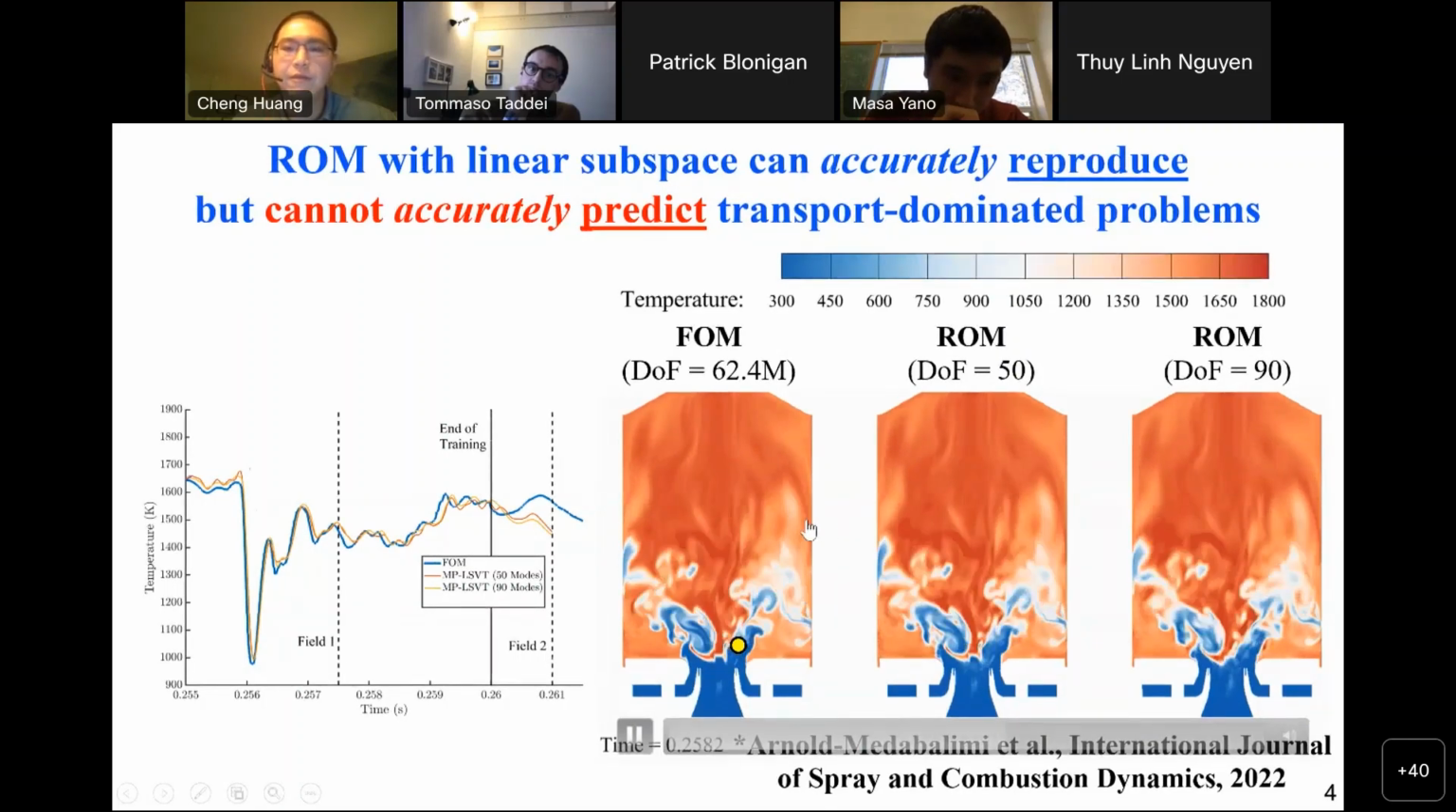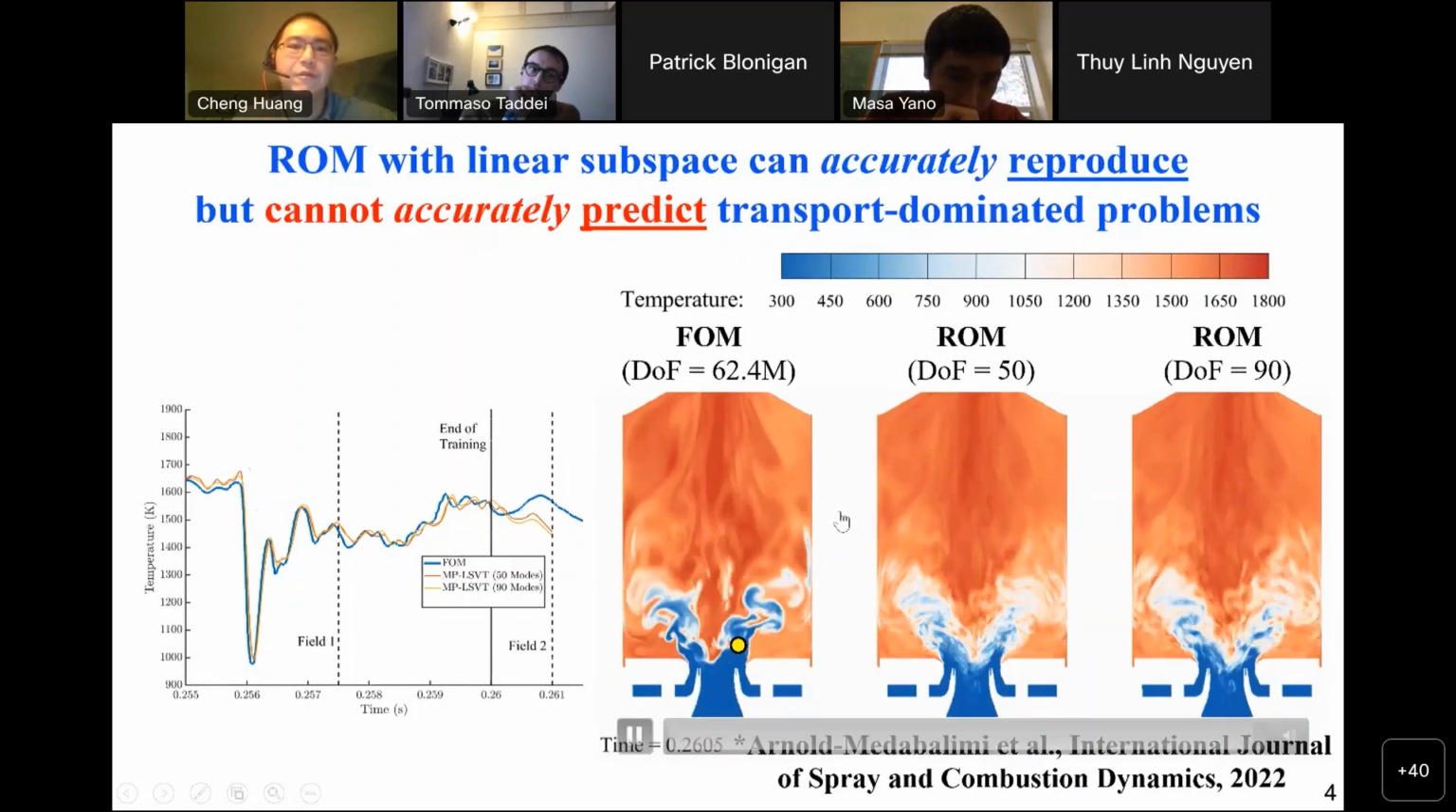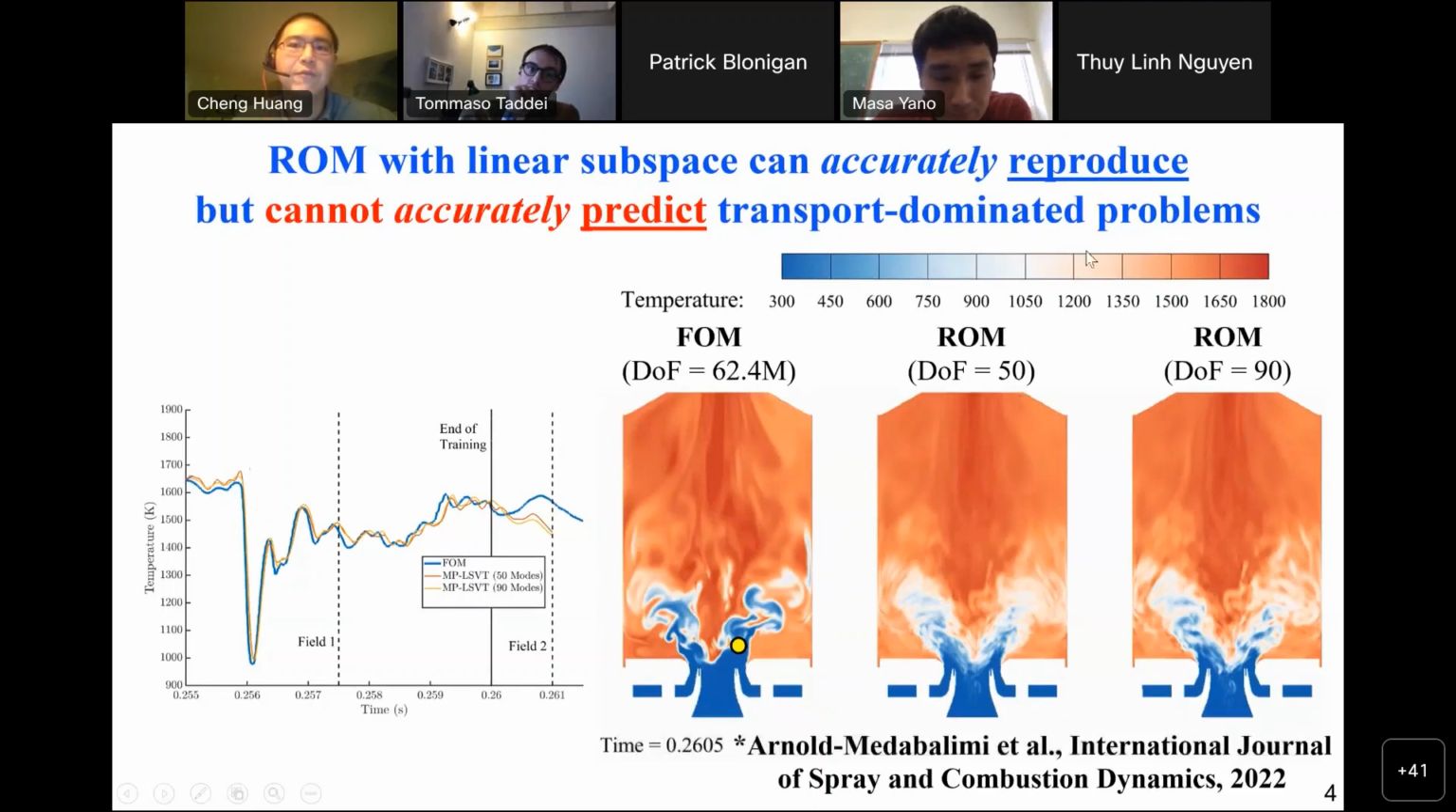This is expected. But what we are really interested in is going beyond the training window, and this is a challenging case. As you can see, once it goes beyond the training window, the ROM smears out. It's not able to follow this complicated dynamics as you can see in the full order model. Although we did pretty well in terms of accuracy for reproduction within the training window and in the dimension reduction itself, there's very limited predictive capability beyond the training window.